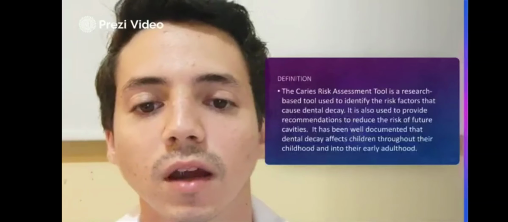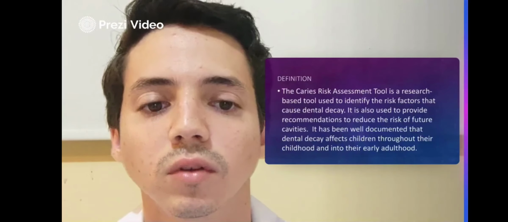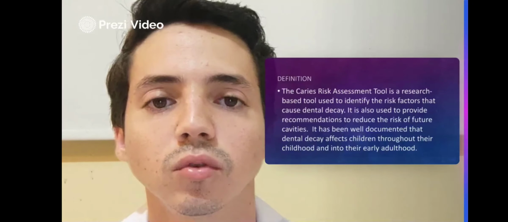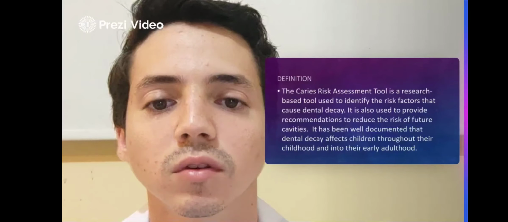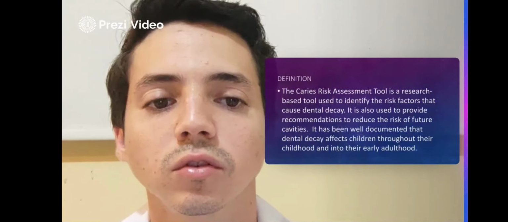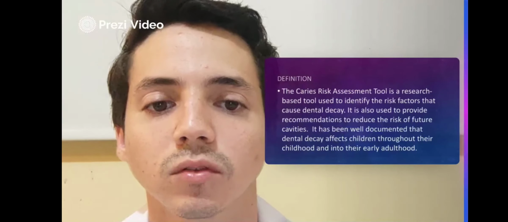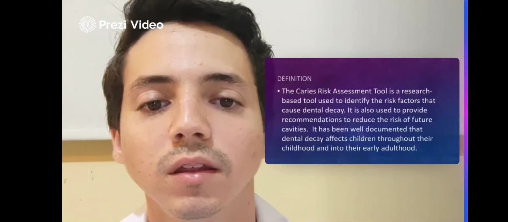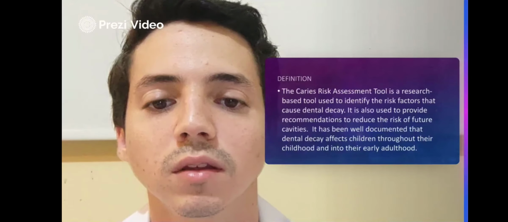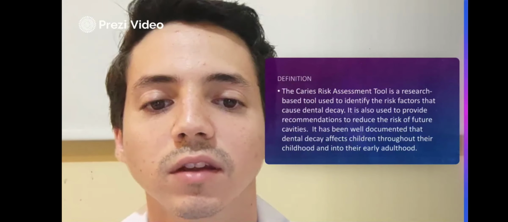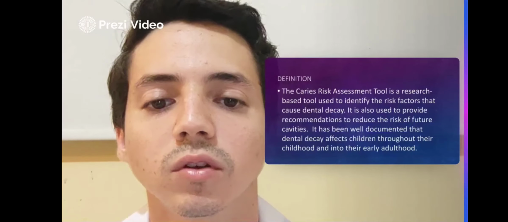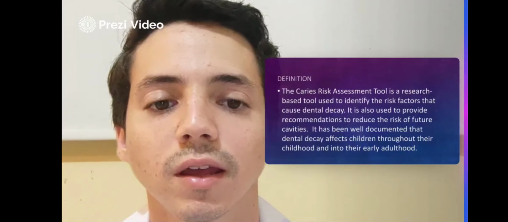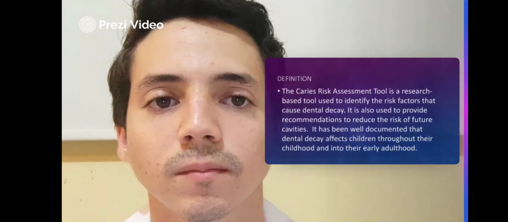Definition. The Caries Risk Assessment Tool is a research-based tool used to identify the risk factors that cause dental decay. It is also used to provide recommendations to reduce the risk of future cavities. It has been well documented that dental decay affects children throughout their childhood and into their early adulthood.